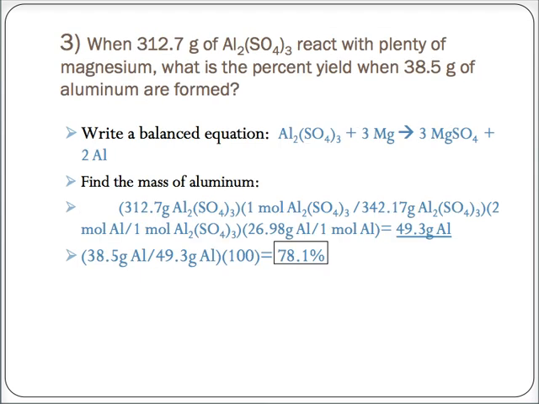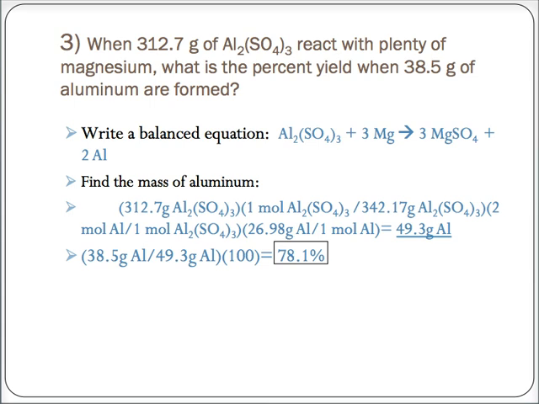On to question 3. When 312.7 grams of Al2SO4 reacts with plenty of magnesium, what is the percent yield when 38.5 grams of aluminum are formed?